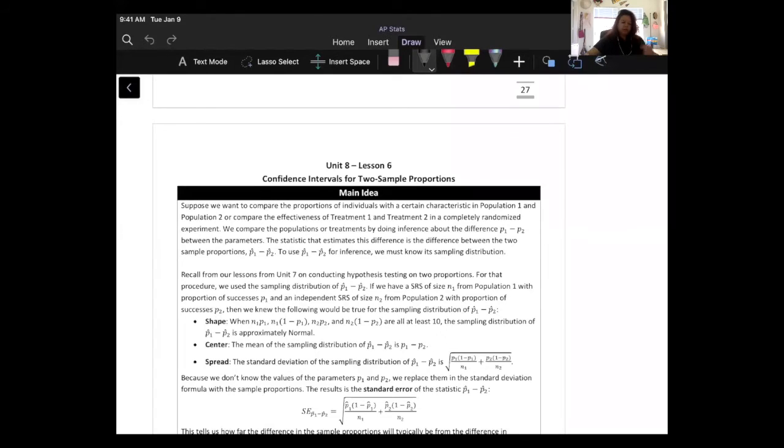We did confidence intervals for one sample means, for one sample proportions, for two sample means. Matched pairs design was the last one. And today we're going to wrap up by doing two sample proportions. So let's get started. Let's start with the main idea.